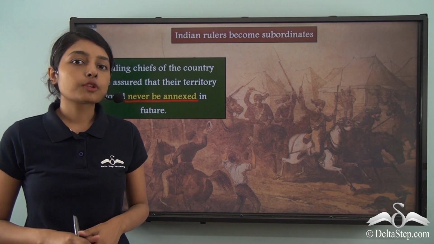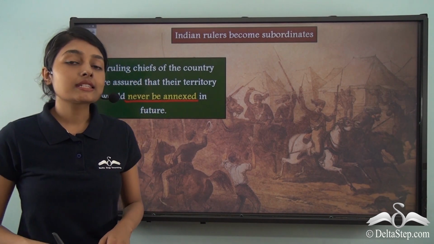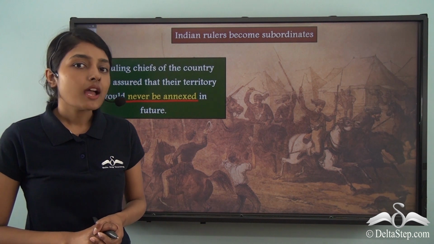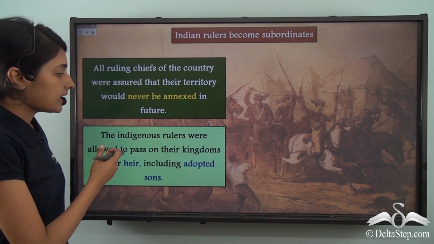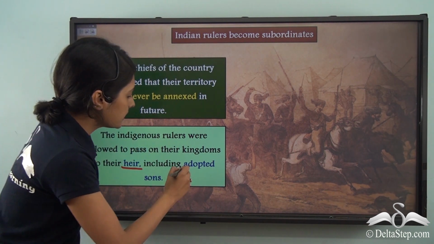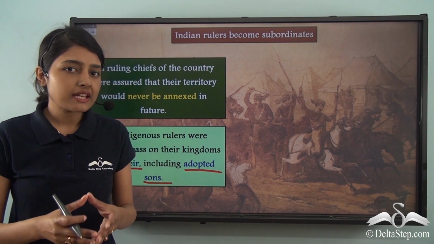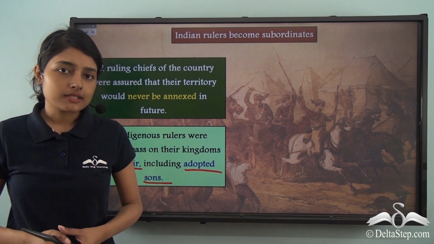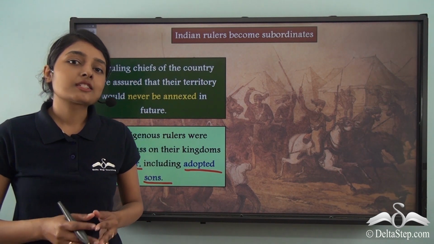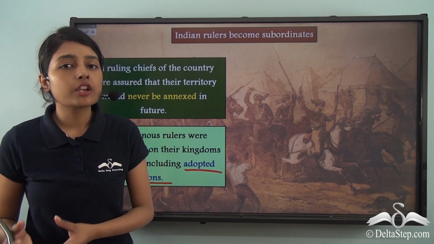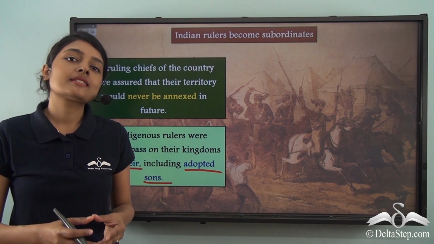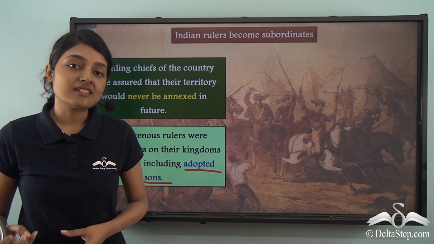But now at this point of time, the British Crown assured the ruling chiefs that their territories would not be annexed to the British rule in the Indian subcontinent. After this, the indigenous rulers were also allowed to pass on their kingdoms to their heirs, including adopted sons. Now this was a very radical thing to be done by the British Parliament. Why is it so? We learned that it was the doctrine of lapse that maintained that if any ruler, Raja or Nawab died without a natural male heir to the throne, then his territory would be annexed to the British East India Company.